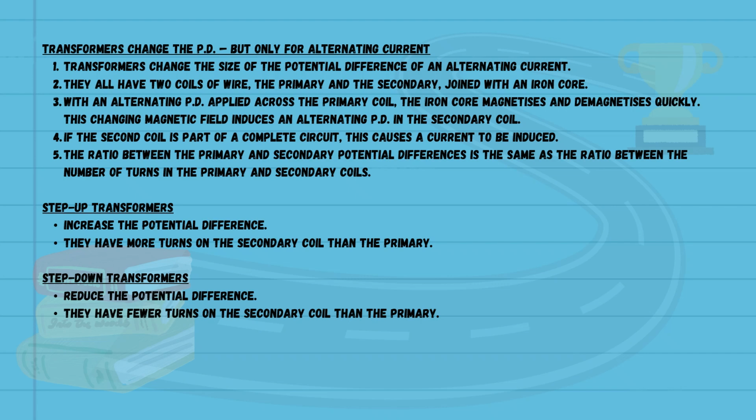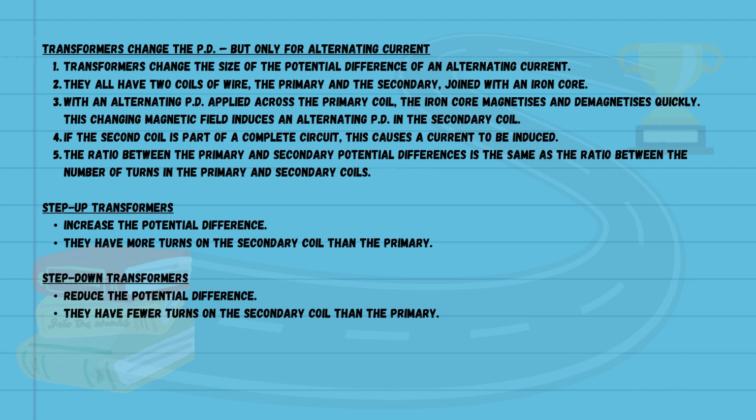They all have two coils of wire, the primary and the secondary, joined with an iron core. With an alternating potential difference applied across the primary coil, the iron core magnetizes and demagnetizes quickly. This changing magnetic field induces an alternating potential difference in the secondary coil. If the second coil is part of a complete circuit, this causes a current to be induced.